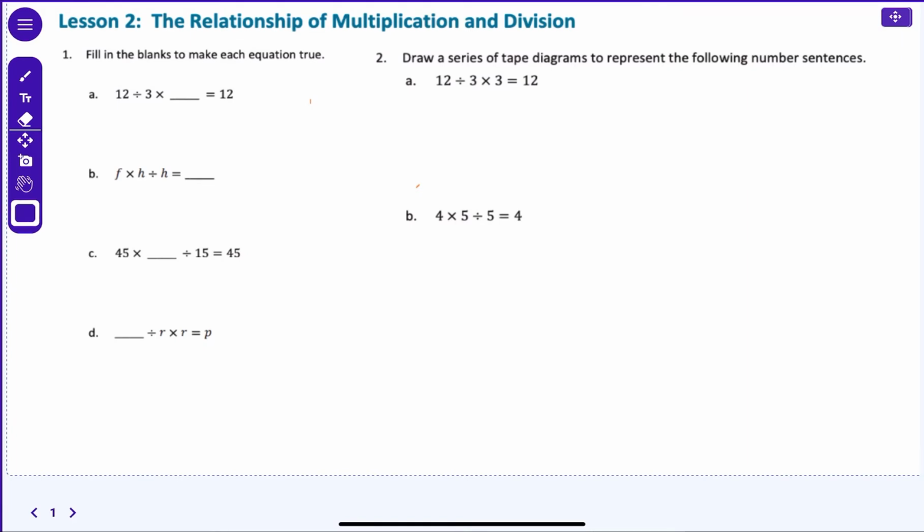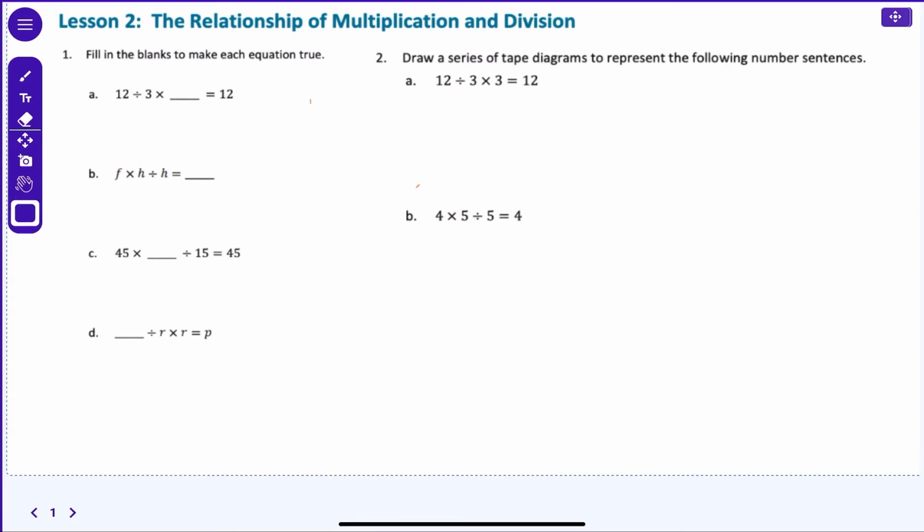Lesson 2 says, this is the relationship of multiplication and division. Fill in the blanks to make each equation true. And this is the same principle, right? If I add a number and then subtract that number, I'm left with what I started with, right? Same thing. If I have a number, I multiply by a number, and I divide by the same number, then I'm left with what I started with, right?